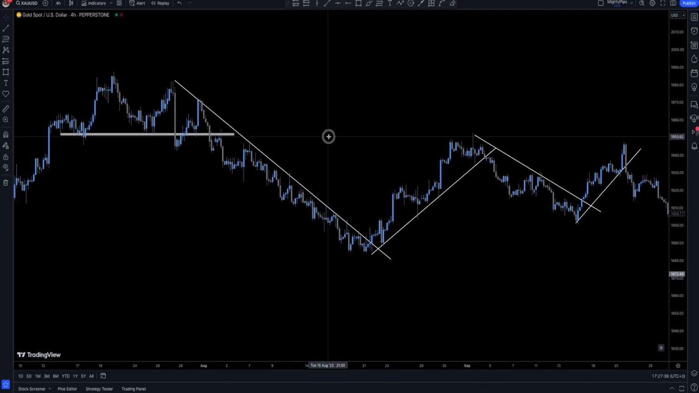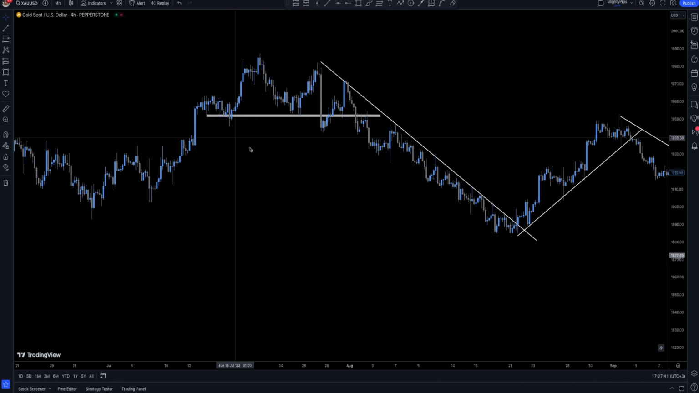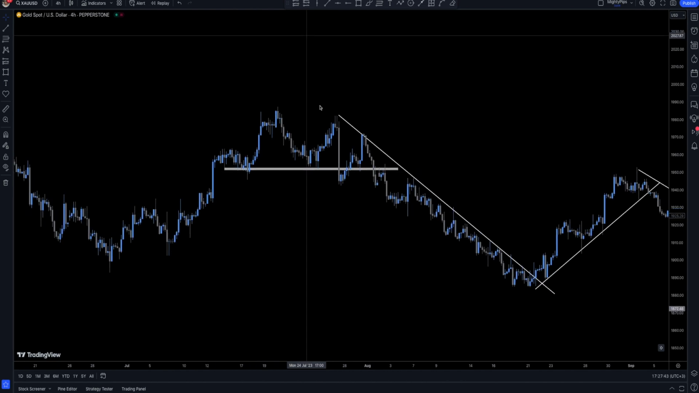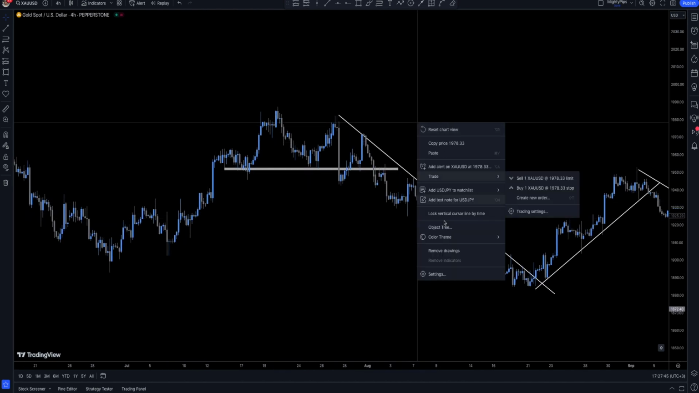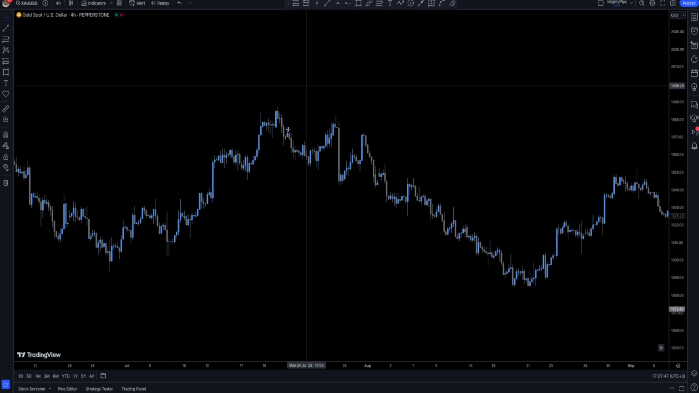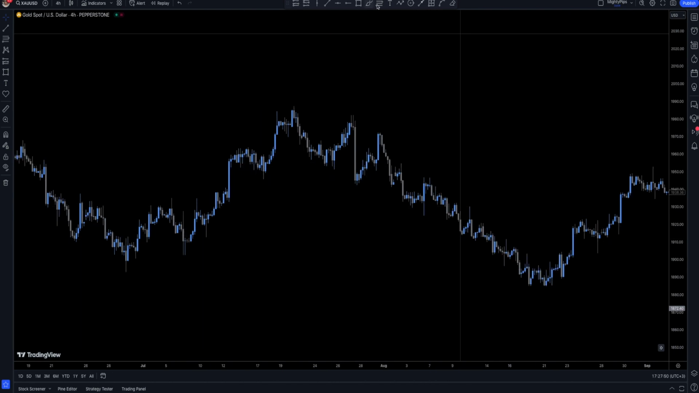So how do you trade breakouts? How do you trade breakouts? Let me first remove the drawings. Let's look at this one from here, then we'll go forward.